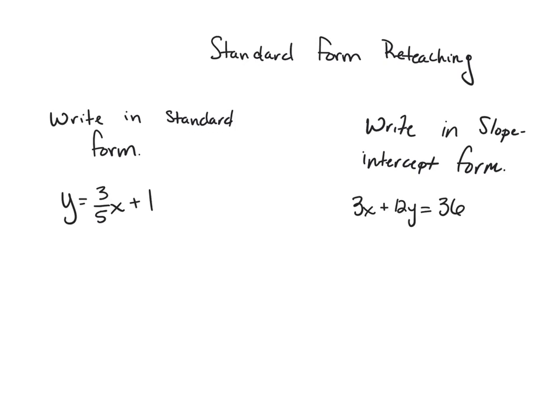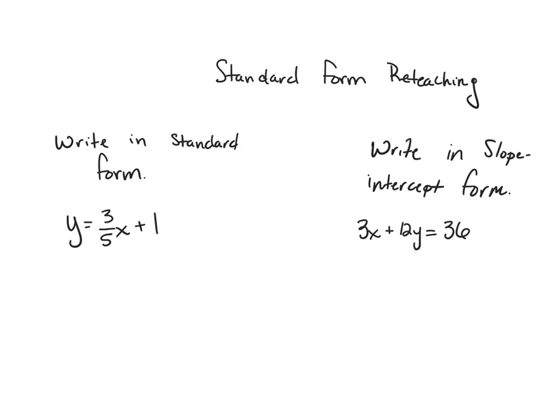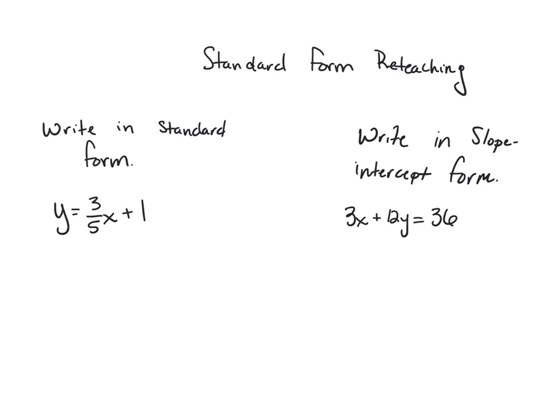So if I look at the first one, y equals 3/5 x plus 1, I'm going to say, if I want to write this in standard form, I can't have a fraction. So I look at that 3/5, and I'm going to multiply both sides by 5 because that's what's going to get rid of that 3/5 fraction. And because it's an equation, I have to do the same thing to both sides.